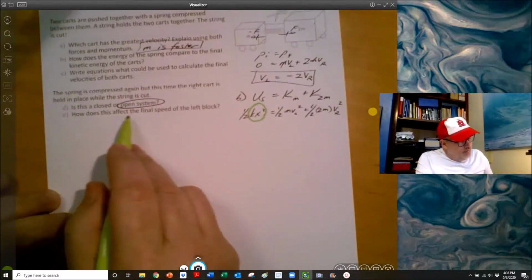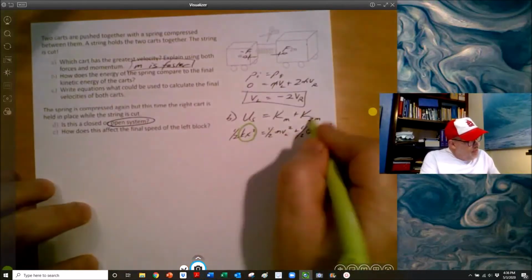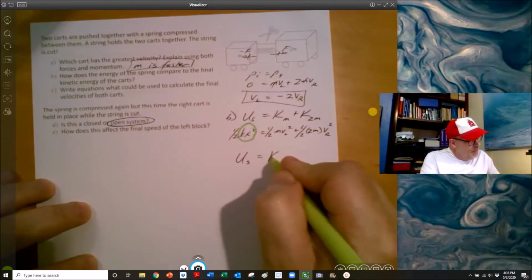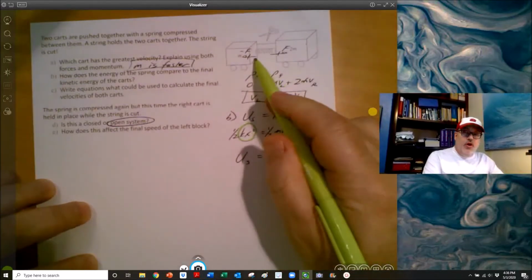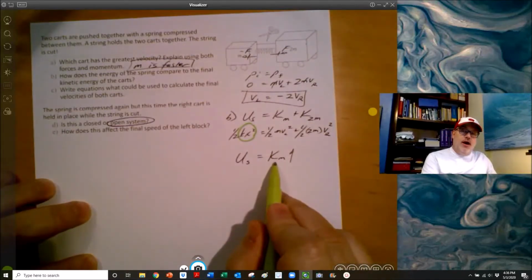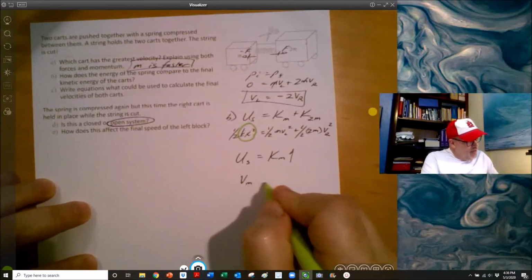So how does this affect the final speed of the left block? Hey, well, you can see it right here. The spring potential energy now turns into only the kinetic energy of the cart on the left. So that means this energy is going to have to go up from what it was before. So that means the velocity of m increases.